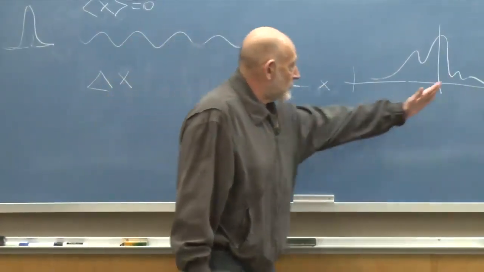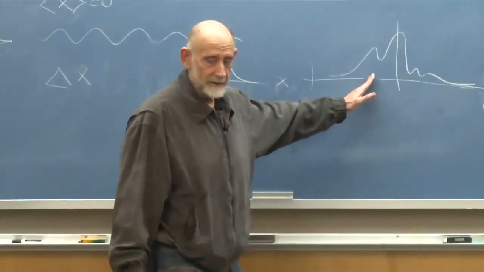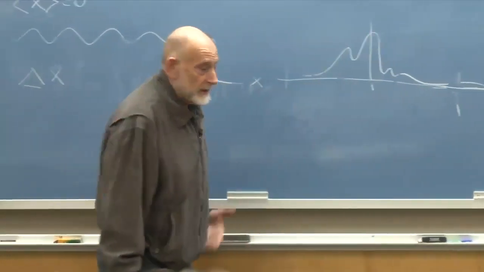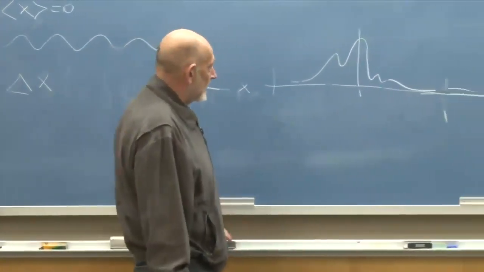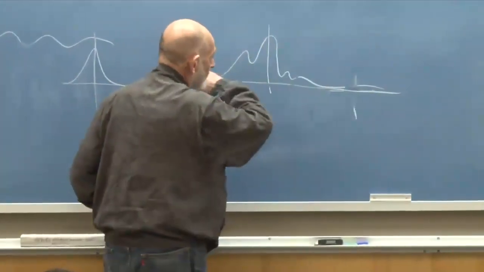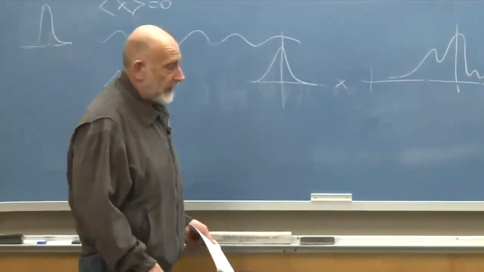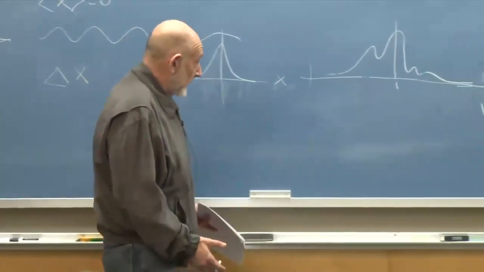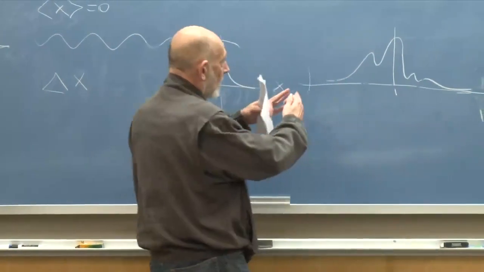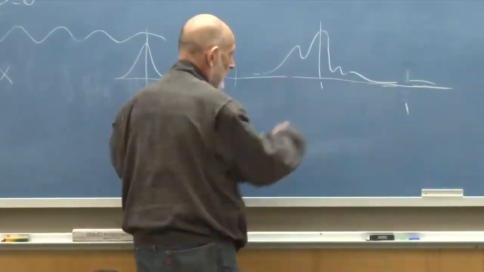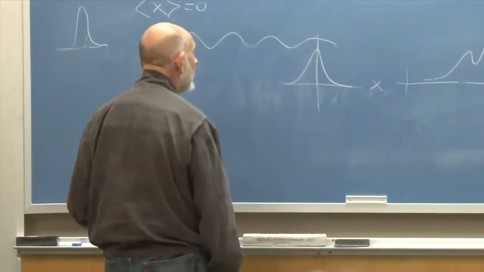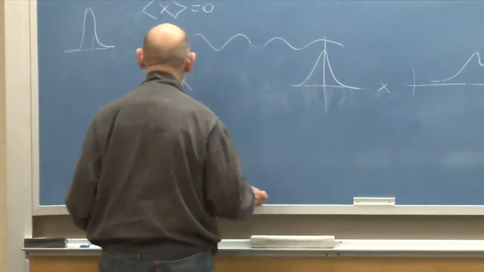x squared is not 0 here, x squared is not 0 here. In fact, the only place where x squared is 0 is right at the origin, and so there's no way that the average of x squared can be 0. And the broader the wave function, the larger the expectation value of x squared will be. Right? That's clear. So a good measure of the width of the distribution, the definition really of the uncertainty in x, is the average of x squared.